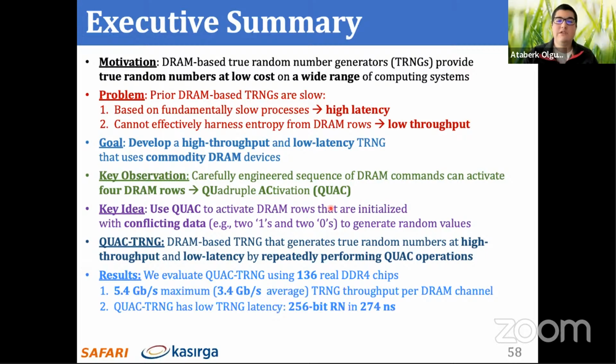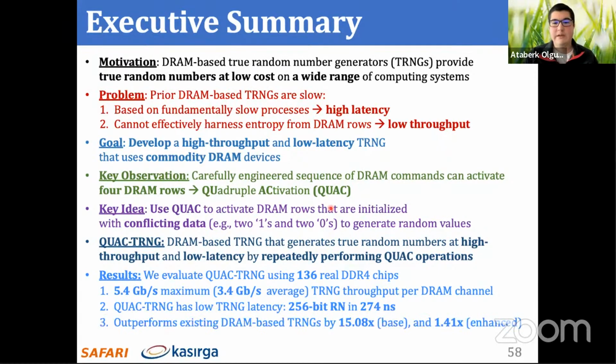We evaluate QUAC-TRNG using real DDR4 chips and find that it achieves up to 5.4 gigabits per second throughput per DRAM channel, and it provides random numbers at low latency. We compare QUAC-TRNG against the state-of-the-art DRAM-based TRNGs and show that it outperforms the prior DRAM-based TRNGs. And finally, we evaluate QUAC-TRNG's quality using standard NIST randomness tests to show that it is a high quality random number generator.